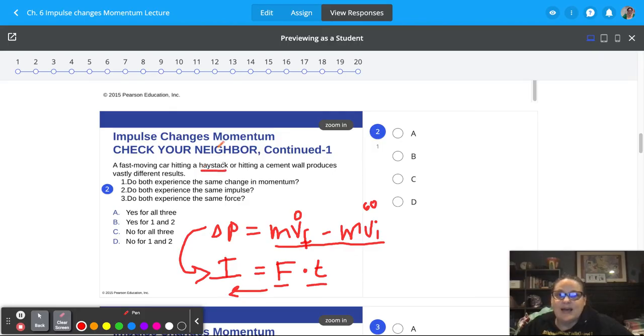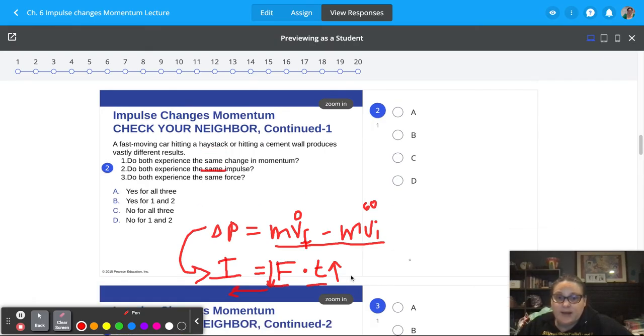So if you hit a haystack, it's going to take a larger amount of time. So if time is large, then the force will be less. Remember that impulse can't change because the change in momentum is fixed. Change in momentum is equal to impulse, so that is fixed. The only variable that can change as a result of increased time is a decrease in force. In the case of the cement wall, that would be stopping over a short period of time, right? So that would be a smaller time, which means the force would be increased.